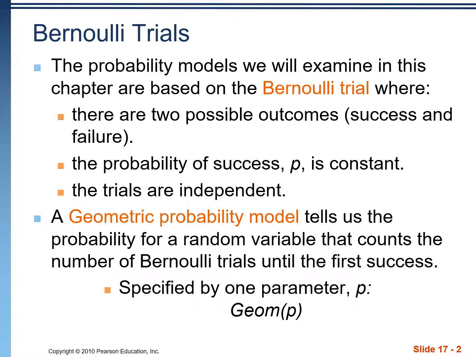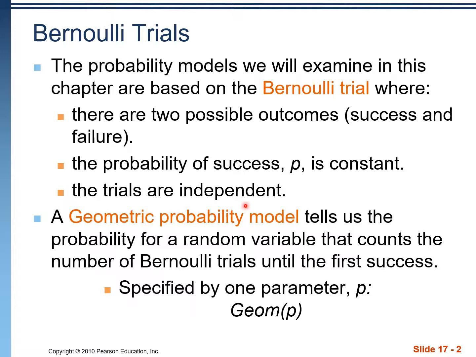The first of these criteria is that in these trials, there are only two possible outcomes. These outcomes are referred to as a success and a failure. The second criteria is that the probability of success, we use p as the variable to represent that, remains constant throughout these trials. And the last criteria is that all the trials are independent of one another.